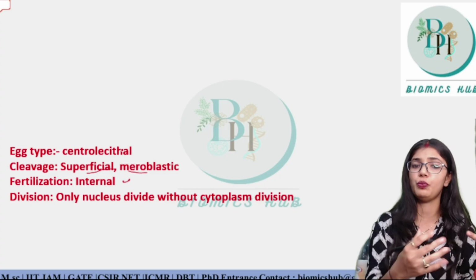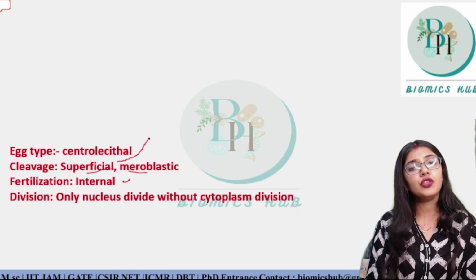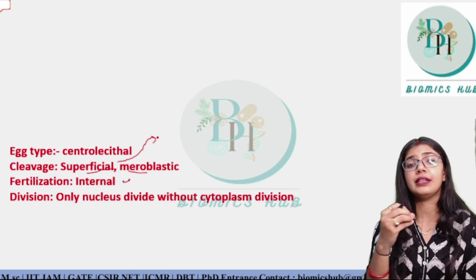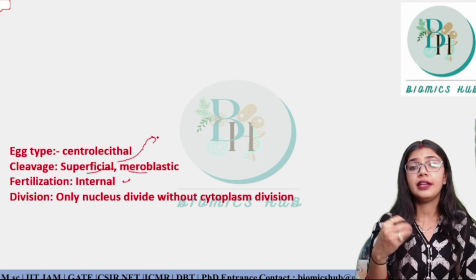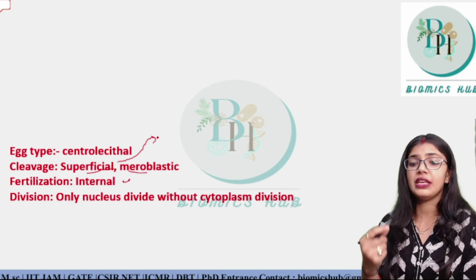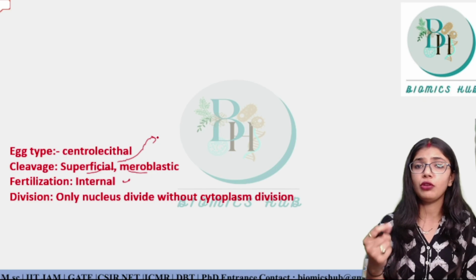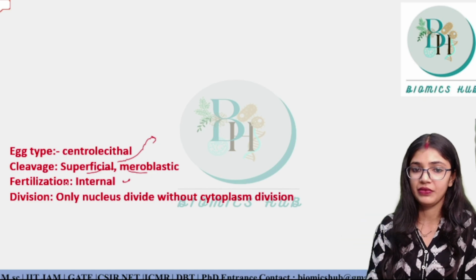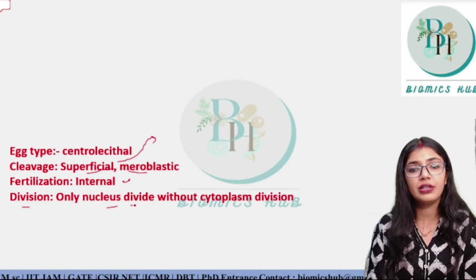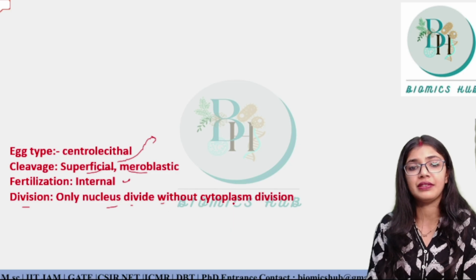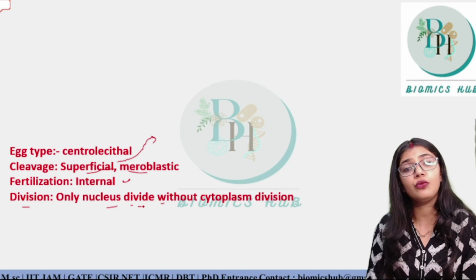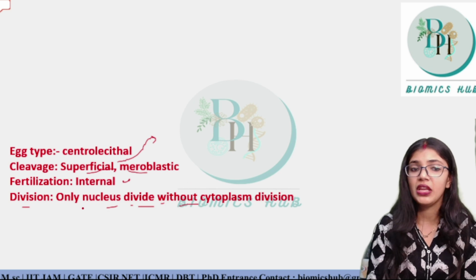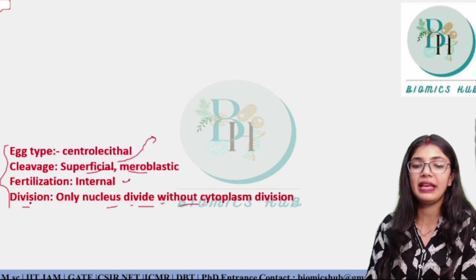So what do you mean by superficial cleavage? Superficial cleavage means the nucleus is continuously dividing without the formation of cytoplasm. Next, division: only the nucleus divides, without cytoplasmic division. So these are some of the basic terms.